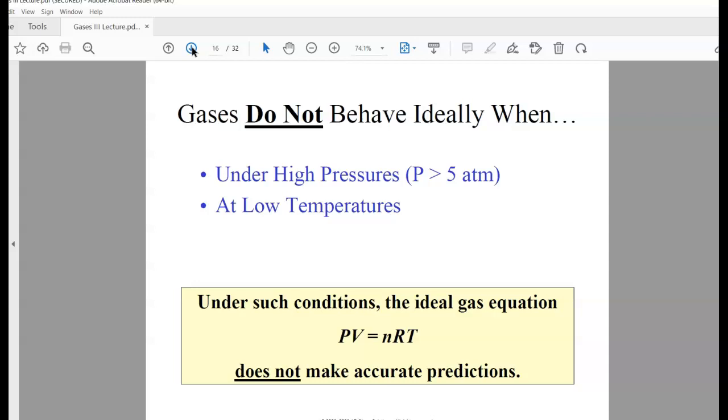It's called the van der Waals equation, and I did not go over that in class, so you are not responsible for it.